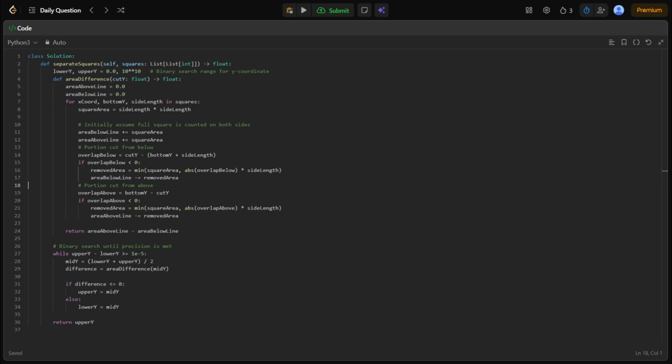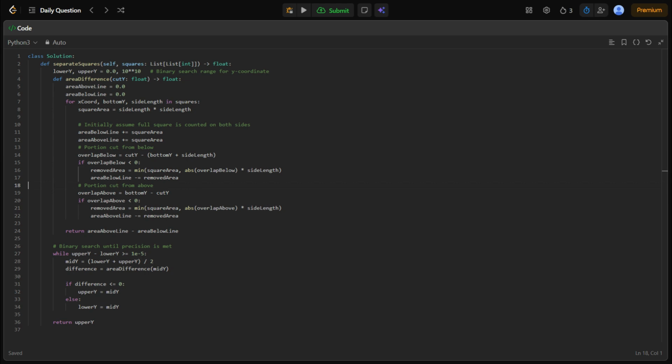Area calculation function. For a guessed line cut y, we iterate through every square. Each square has a bottom left y-coordinate and a side length. We begin by assuming the entire square contributes to both sides. Then we subtract the portion that does not belong on each side. Cutting the square. If the line cuts through a square, we subtract the sliced rectangle from either the top or bottom. The removed area is simply height cut times side length.